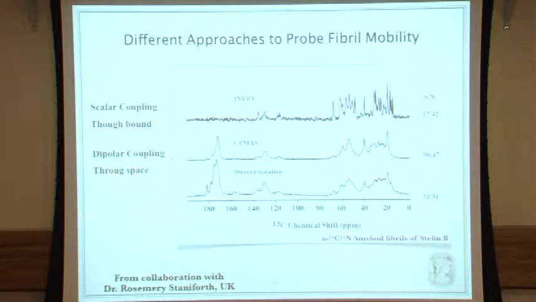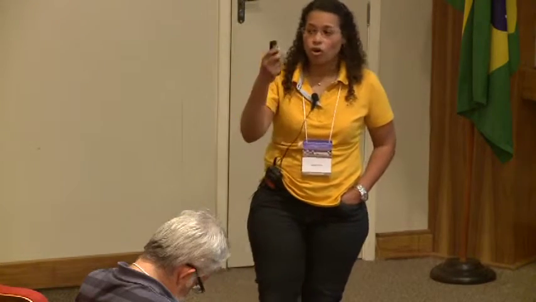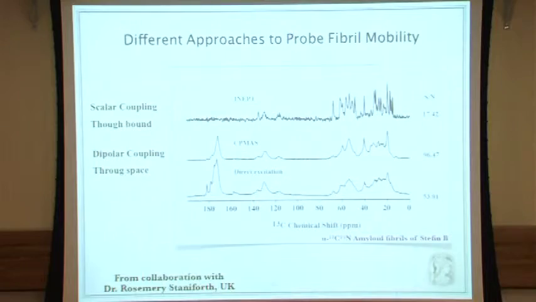In general, when you are talking about fibrils, the core used to be really stable, but the region outside the core used to be really flexible. You can probe that using solid state. For instance, in this case, I was using INEPT, which is based on scalar coupling, so through bond, and I observed really sharp lines. The signal to noise was not so good because I was not using a lot of scans, but still I have mobility in my fibrils.